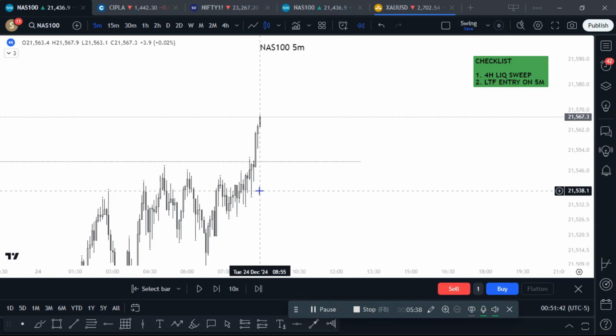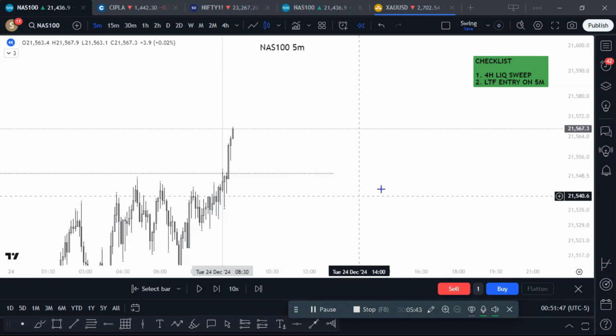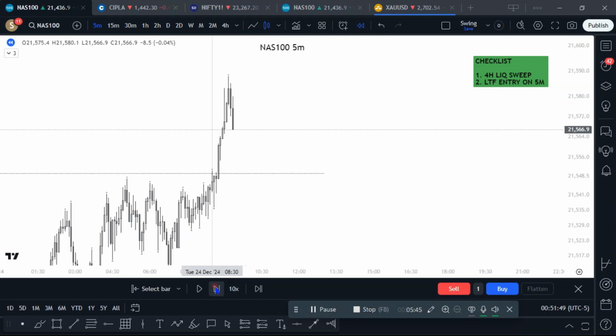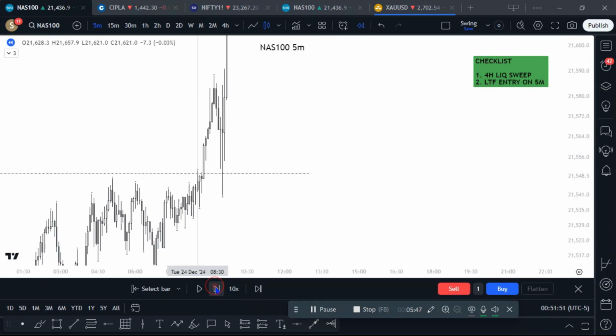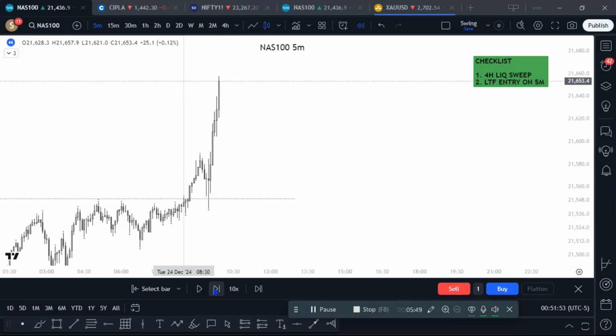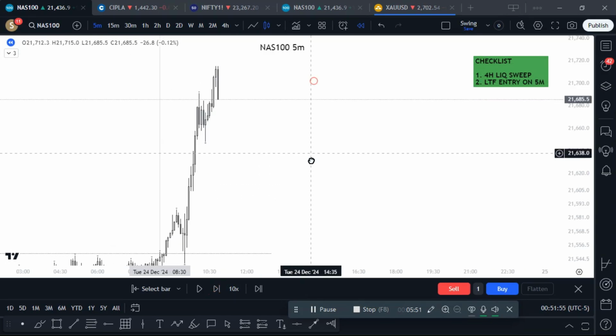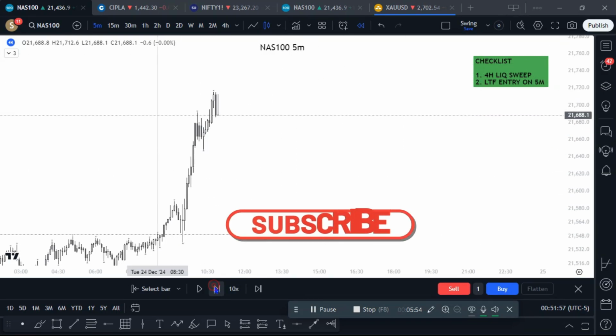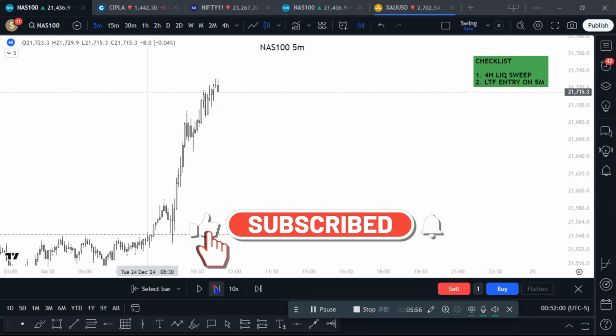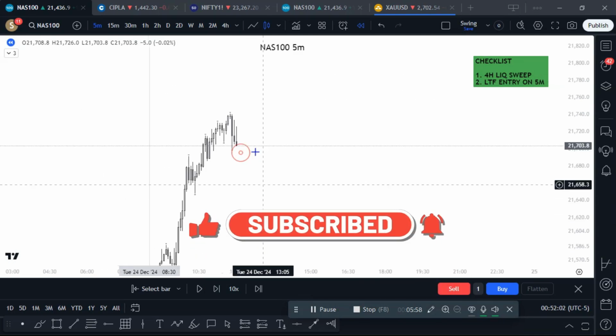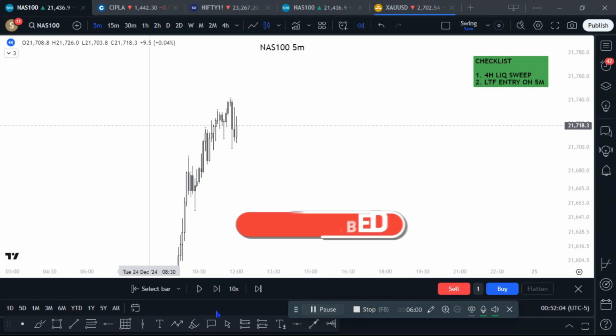Now we will mark our 8:30. This is our 8:30. We didn't get any displacement on the 5-minute chart. We will wait. Nothing. Here price is going continuously up, so don't get impatient. Just wait for 5-minute displacement. Now here we go, first displacement, right.